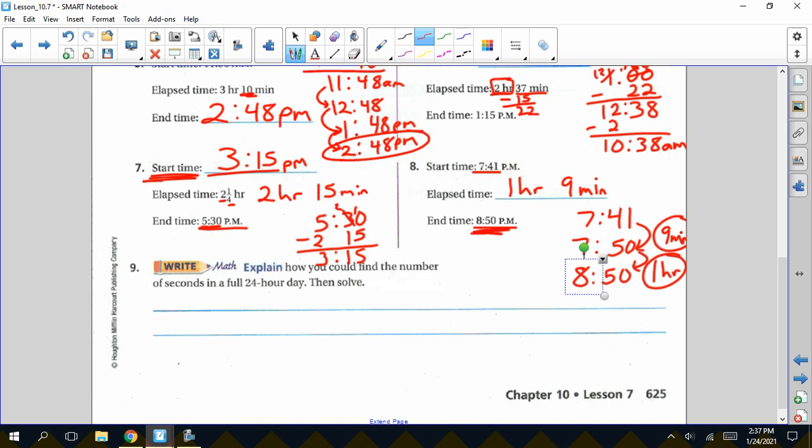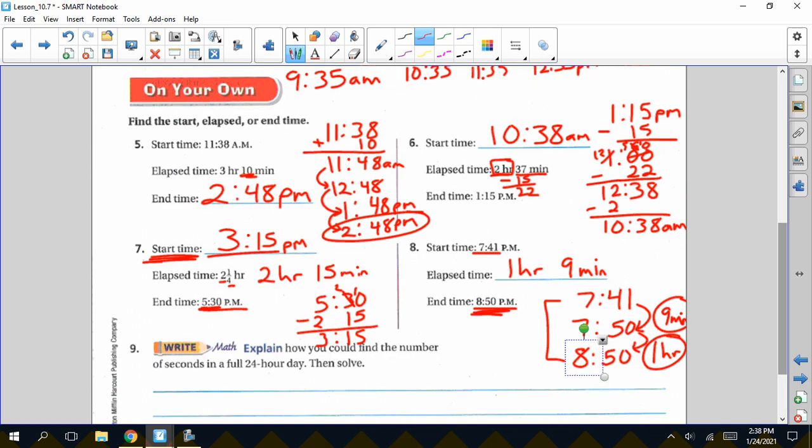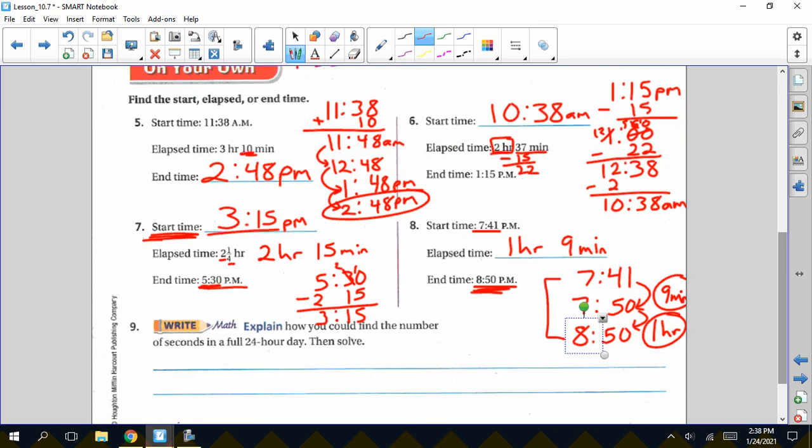So for elapsed time, you can do two different ways. You can use the method where you just kind of count the minutes and then count the hours. Or you can use the subtraction or addition method, like we've done on this problem here. And we kind of did it in this problem there as well. But it doesn't matter which method you use. Choose one that you understand and do that. Don't try to use both of them. Just pick the method that you understand the best and use that method.